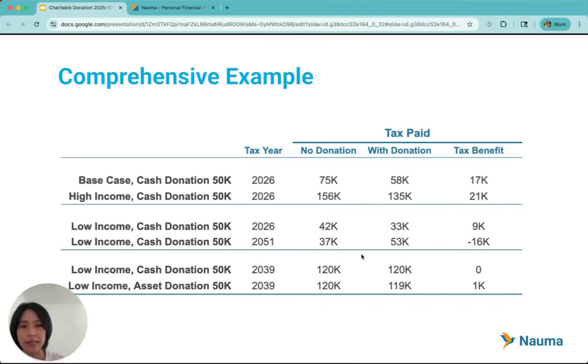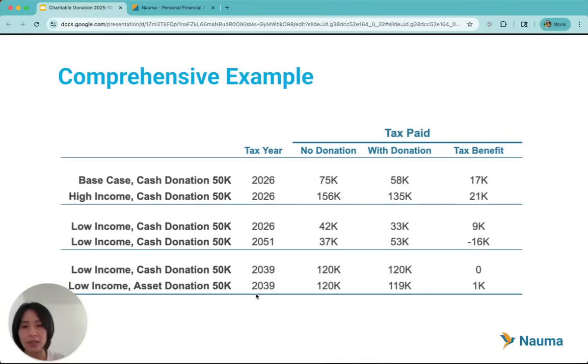And the second case would be if we have a little lower income, then our taxable account at a certain year runs out of money, and that's in 2051. When we make the donation in 2026, we save $9,000. But later in 2051, since we run out of money in the taxable account, we're actually paying more tax because we're forced to withdraw from the tax-deferred account for that year. And maybe it doesn't make sense in this case to make the donation from a tax perspective.